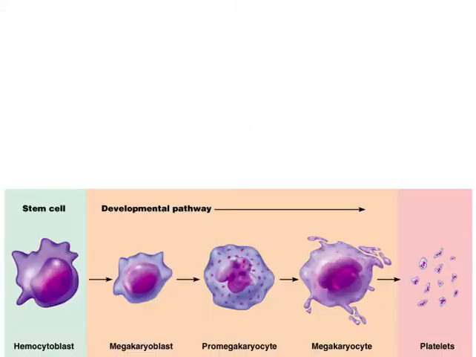Okay, so it's helpful to look at the process of platelet formation. This is called thrombopoiesis. It is enacted by a particular hormone, which is called thrombopoietin, which is developed in the liver and the kidney.